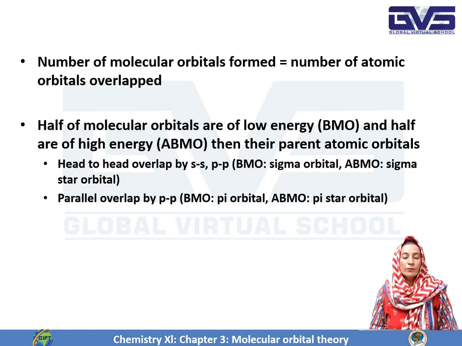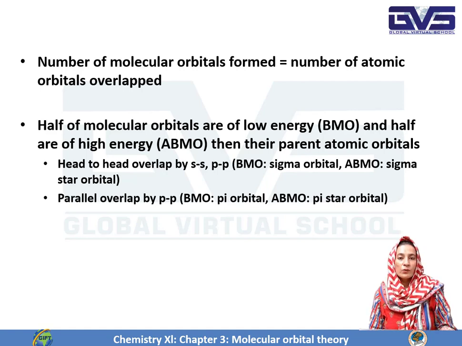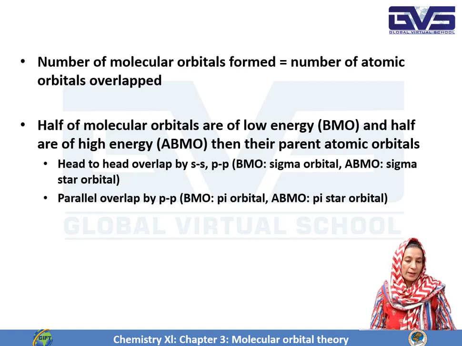If there are 2 atomic orbitals, then there will be 2 molecular orbitals. If there are 6, then 6 molecular orbitals will be formed. Out of them, half will be low energy molecular orbitals, called bonding molecular orbitals, and half will be at a higher energy than the parent atom, called anti-bonding molecular orbitals. So if you have 2 atomic orbitals, they form 2 molecular orbitals. Half of 2 is 1, so 1 will be of lower energy than the parent atom and 1 will be of higher energy. The number of molecular orbitals will be the same as that of the atomic orbitals that overlap.